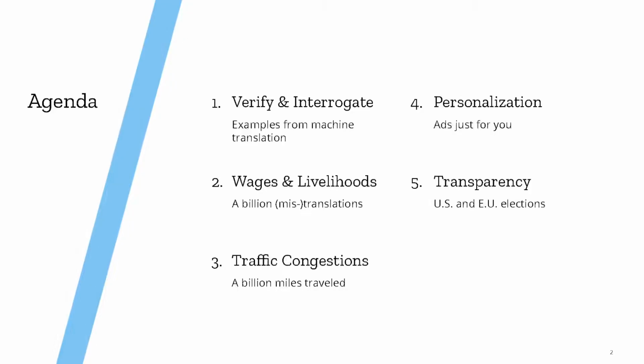And so for the next few minutes, I'll walk through these 5 topics with you. I'll explain what I mean by verify and interrogate AI algorithms. I'll use language translation as an example. And I'll go into what happens when AI makes 1 billion translation mistakes. And I'll then look at how AI impacts us both physically on the road and also virtually on the web. And I'll conclude with some of the work that we're doing here at Mozilla around transparency.